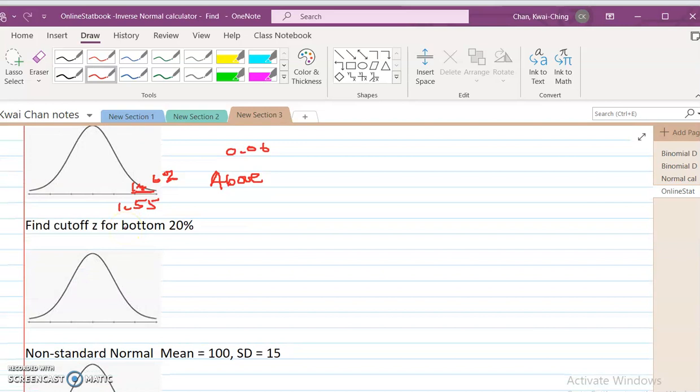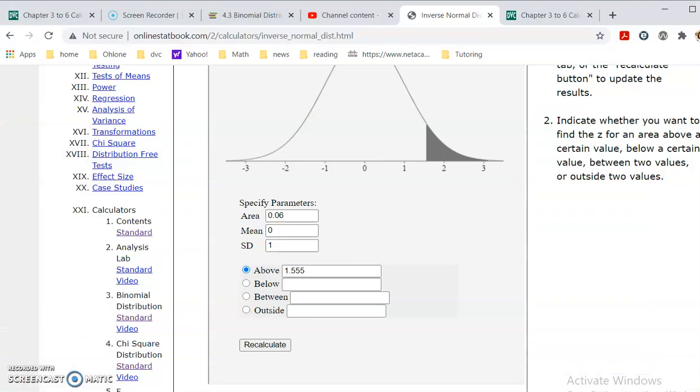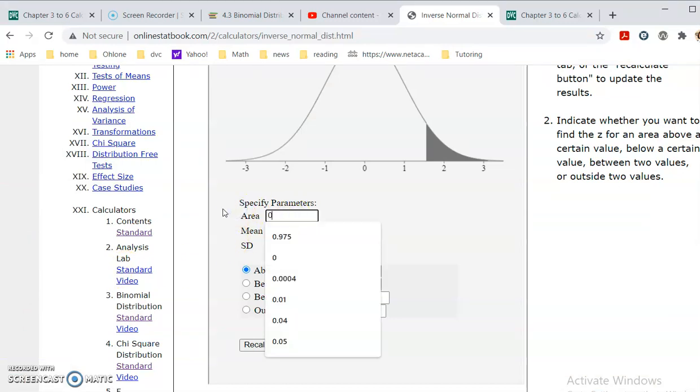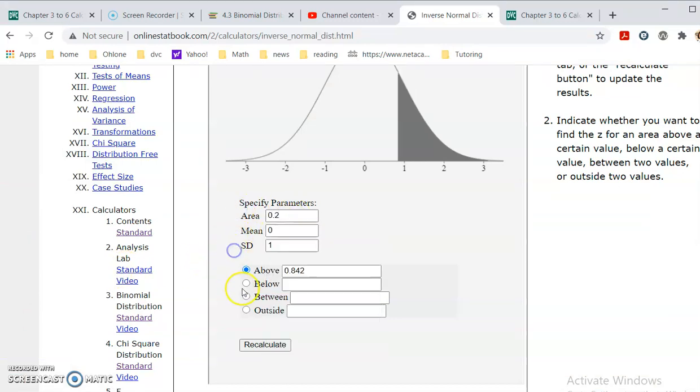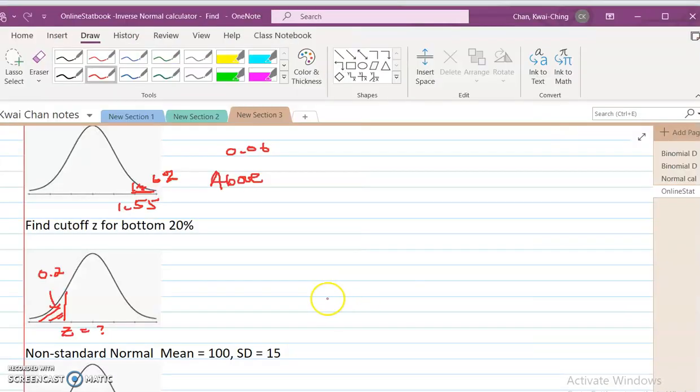What about the cutoff for the bottom 20%? Bottom is on the low end. 20% is a little bigger, so you can draw more. This is 0.2. You find Z equal to what. Here the area is 0.2, and we want below. The answer is negative 0.842. So this cutoff is Z equal to negative 0.842.